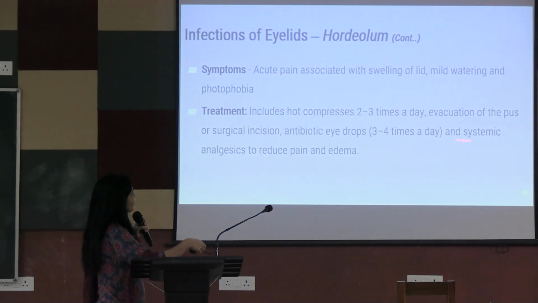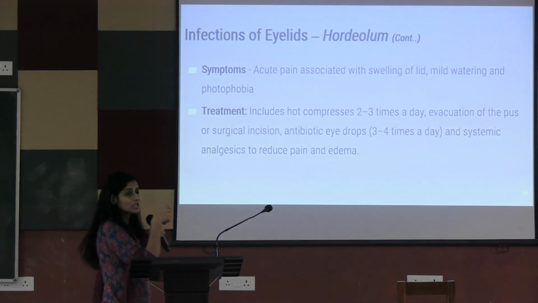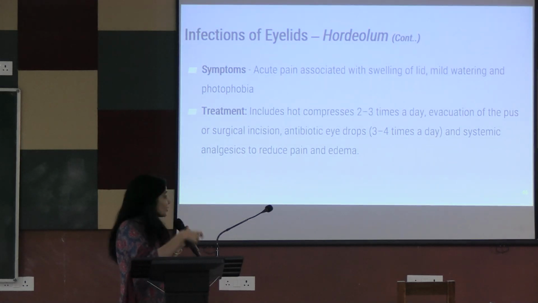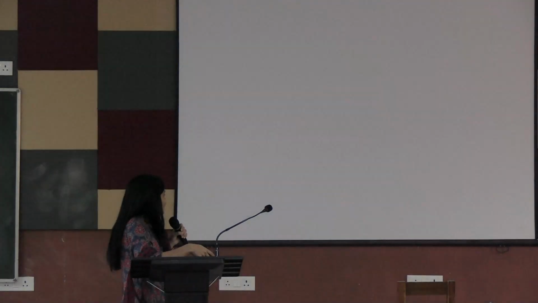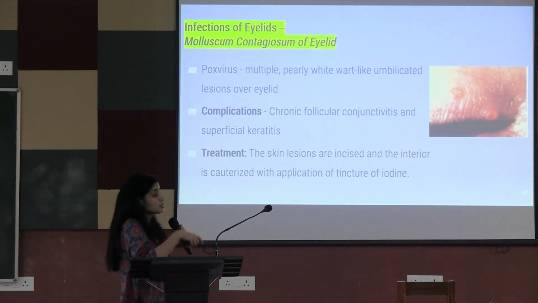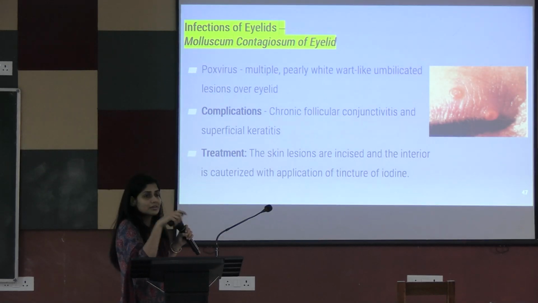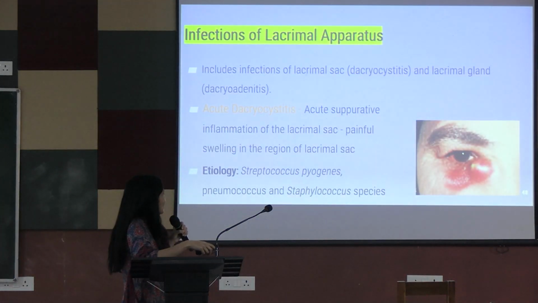It can also involve evacuation of the pus with surgical incision. Imagine getting surgically incised here. Then antibiotic eye drops can be used to reduce the infection. What is this? This is another typical presentation, molluscum contagiosum of the eyelids, which is caused by pox virus.